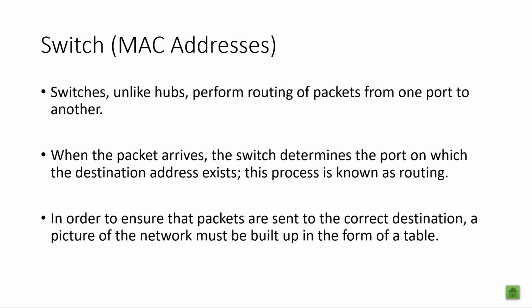So because of that, we move to a switch. A switch is like a smart hub, basically. And it performs routing of packets from one port to another. So if you request data from the internet, it comes back and it says, yep, someone requested this, it would go directly to my PC because I requested the data. Instead of everybody getting it, only the person that requested it gets the data.